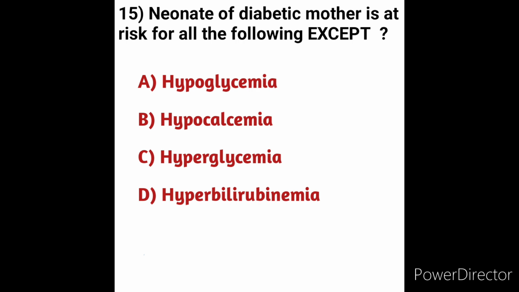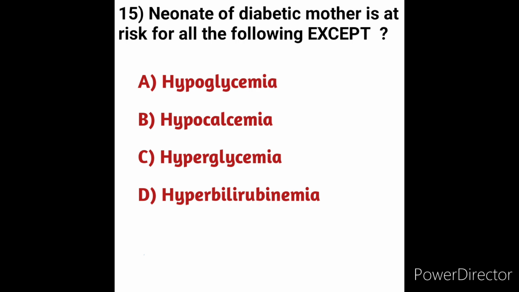Neonate of a diabetic mother is at risk of the following except. We will see the options. Option A hypoglycemia, option B hypocalcemia, option C hyperglycemia, option D hyperbilirubinemia. Infants of diabetic mothers may have major birth defects related to all the systems of the body.